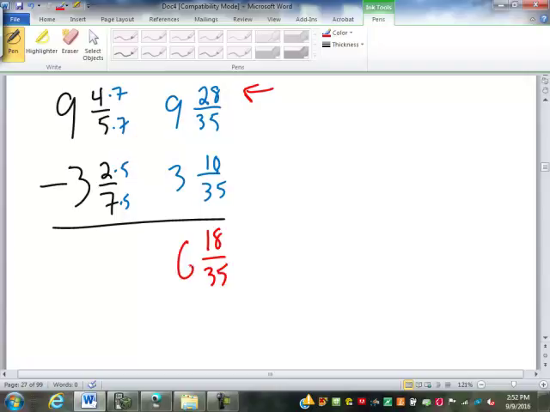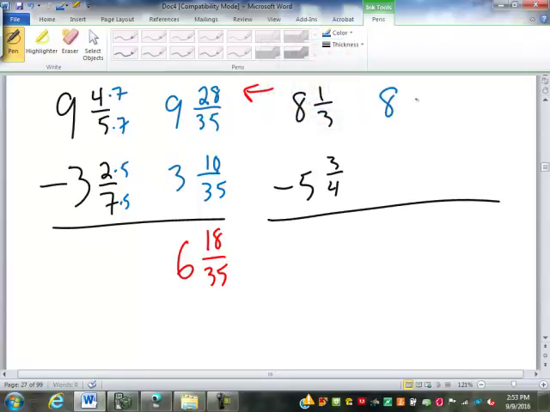All right, 9 minus 3 is 6. Again, it doesn't stay that simple. We can have 8 and 1 third minus 5 and 3 fourths. Need our common denominator, which is going to be 12. This will be what? 4, right? And what's going to go here? 9. 4 times 3, so 3 times 3 makes 9.